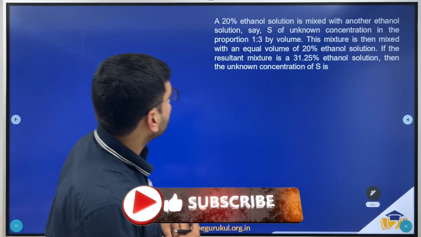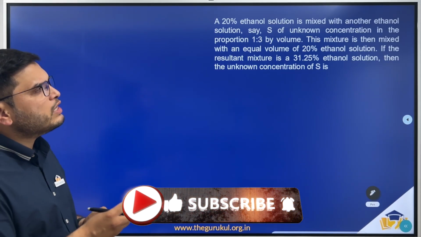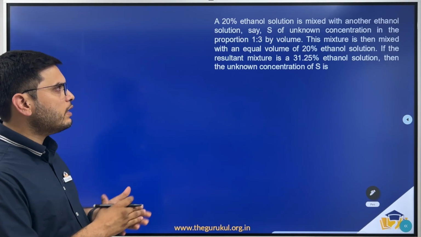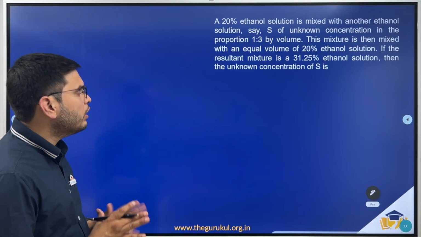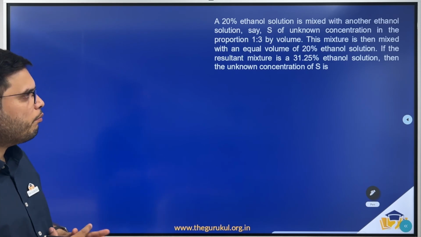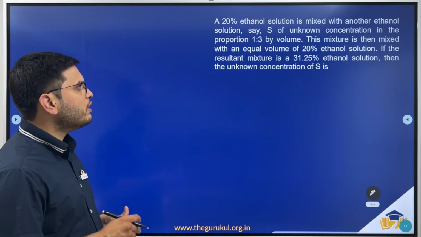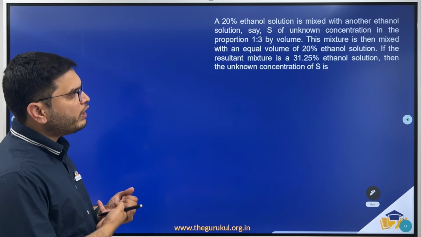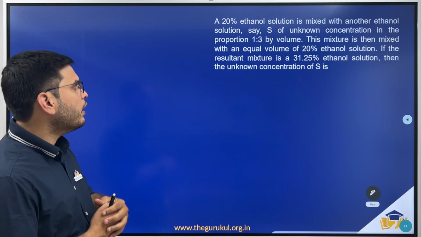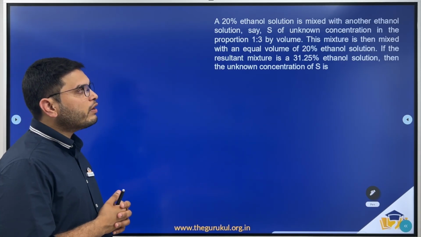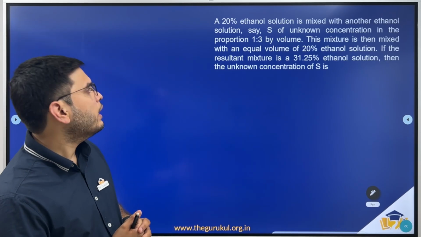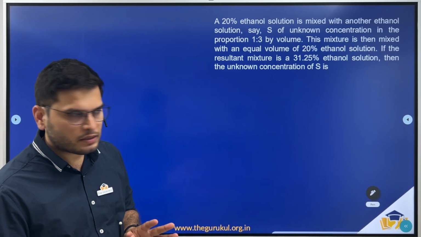Now coming to the fourth question. A 20% ethanol solution is mixed with another ethanol solution, say S, of unknown concentration in proportion 1 is to 3 by volume. This mixture is then mixed with an equal volume of 20% ethanol solution again. If the resultant mixture is at 31.25% ethanol solution, then the unknown concentration of S is, right.